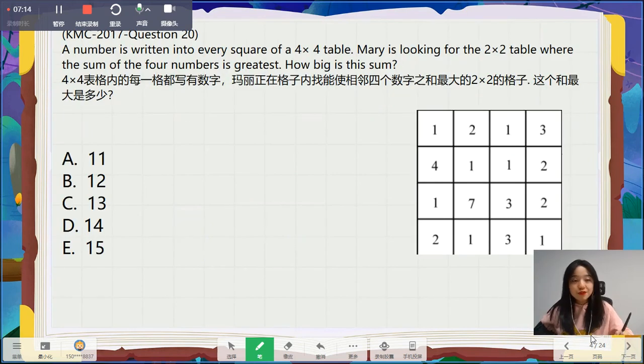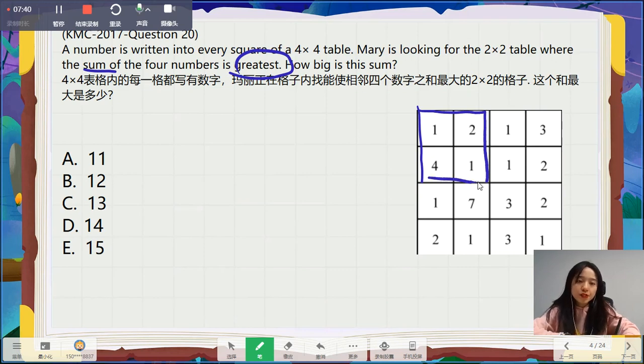Okay, now let's move to the last one. A number is written into every square of a 4x4 table. Mary is looking for the 2x2 table where the sum of the 4 numbers is greatest. How big is this sum? Let's find the biggest sum. Okay, what does 2x2 mean? For example, this is a 2x2 table, and we should add all the 4 numbers to get its sum.